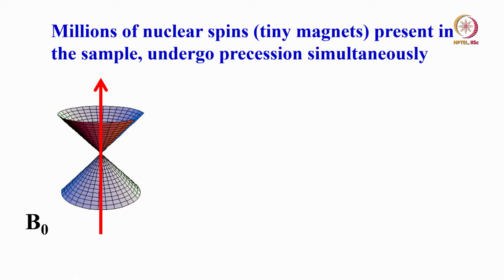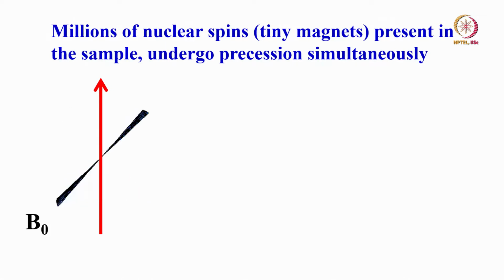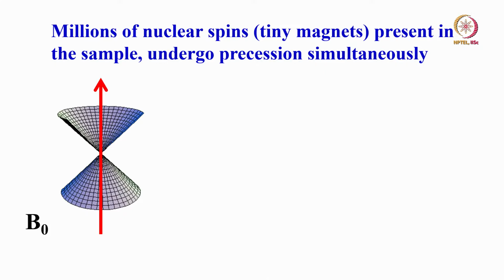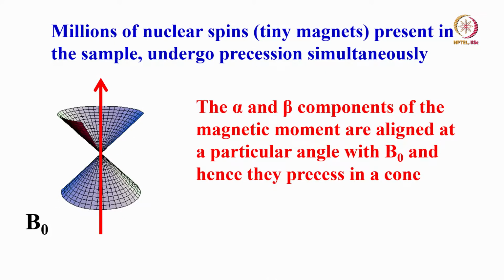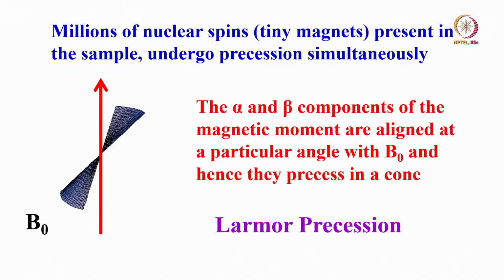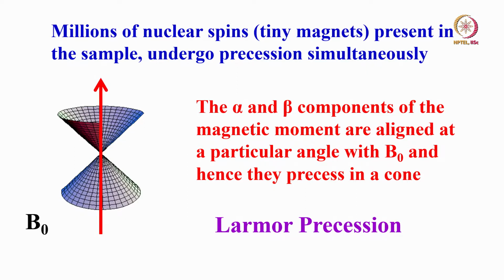The spins which are oriented in the direction of the magnetic field, and the spins which are oriented opposite to the direction of the magnetic field, like a cone, these millions and millions of tiny magnets present in the sample start undergoing precession simultaneously. And the alpha and beta components form two different types of cones like this. And this type of precession, as I said, is called the Larmor precession.